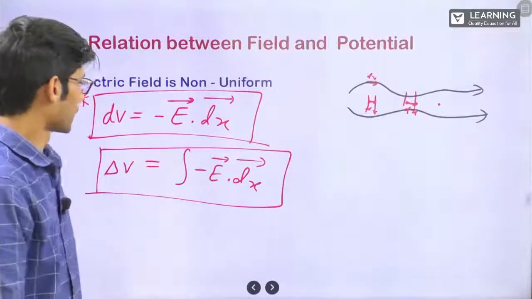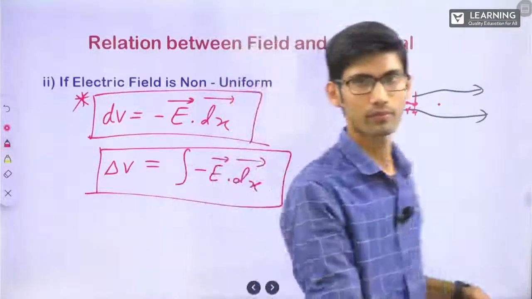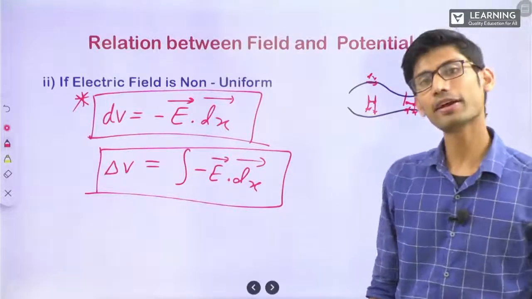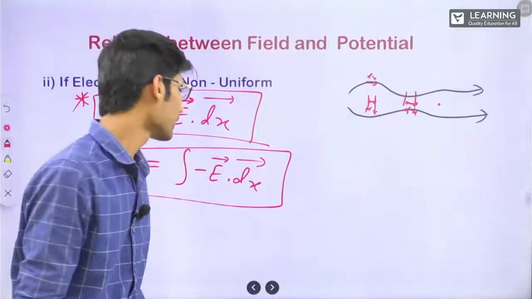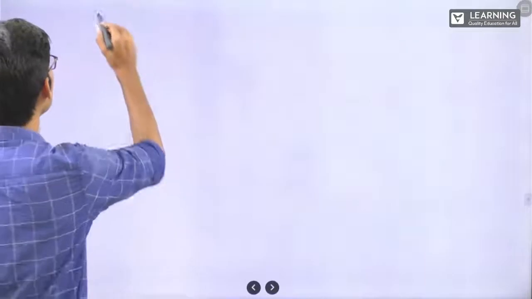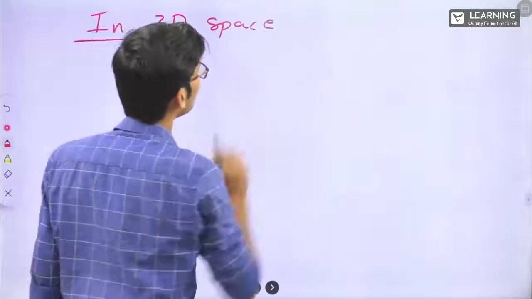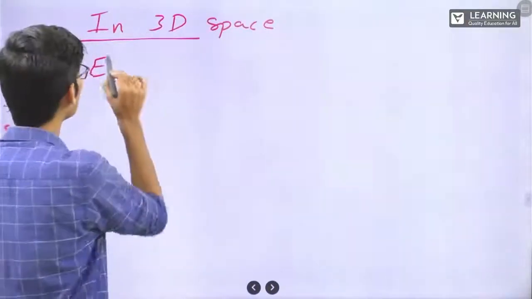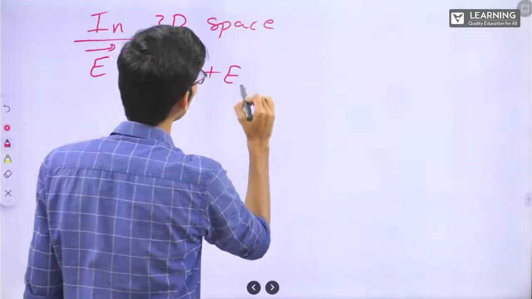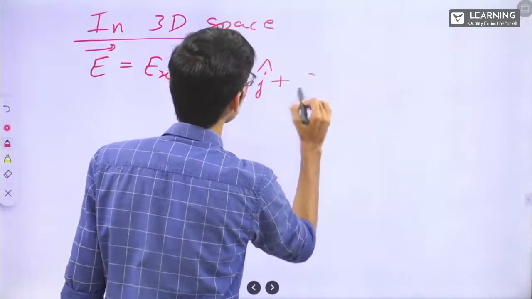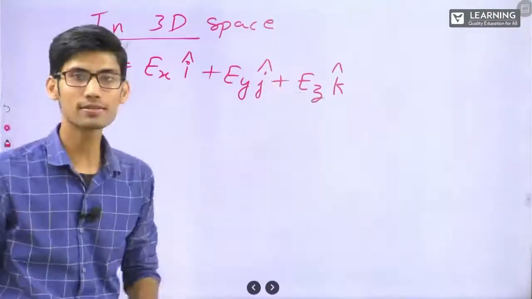Now, if we know the electric field, we can find the potential. But can we find the electric field if we know the potential? Okay, before that, let's see in 3D space. Electric field I can write as Ex i cap plus Ey j cap plus Ez k cap. Yes or no? Electric field vector I can write like this.